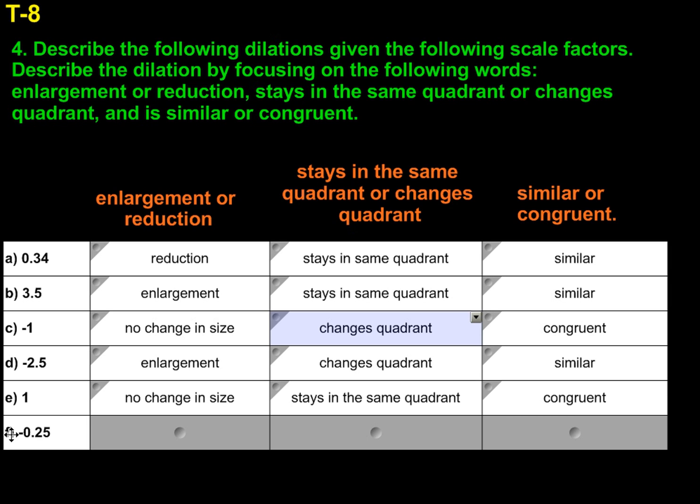And then we have a -0.25. This indicates, putting the negative aside for a moment, that 0.25 is larger than 0 but less than 1, so it's going to be a reduction. Is it going to stay in the same quadrant or change? The negative sign indicates that it's going to change. And is it going to be similar or congruent? The fact that it's a reduction means it can't be congruent. It has to be similar.